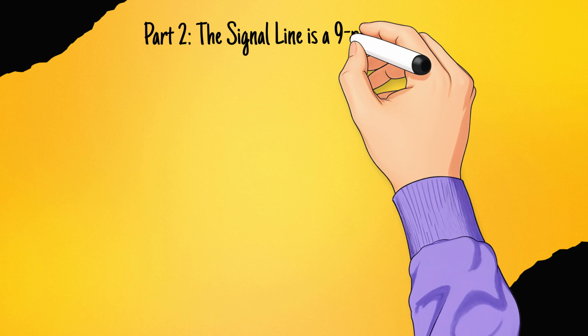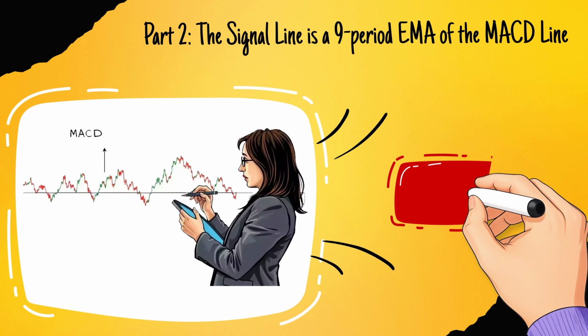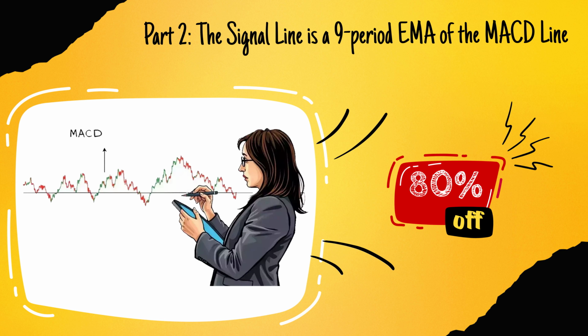Part 2, the signal line, slow line. This is a 9-period EMA of the MACD line itself. It acts as a trigger for buy and sell signals.